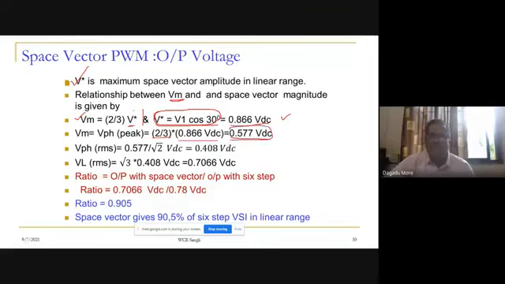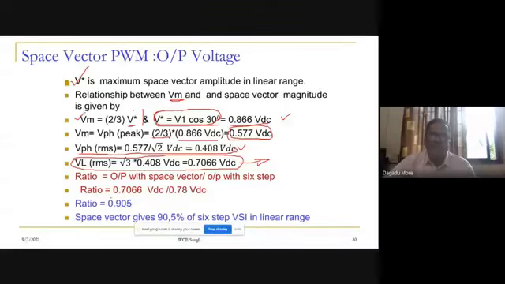So the peak value of phase voltage in terms of VDC will be equal to 0.577, that will be the peak. And 0.577 divided by root 2 will be equal to VPH RMS. This will be the RMS phase voltage, and this RMS phase voltage is 0.408 VDC. You multiply it by root 3 to get the RMS value of line voltage. This is the RMS value of the fundamental component of line voltage.